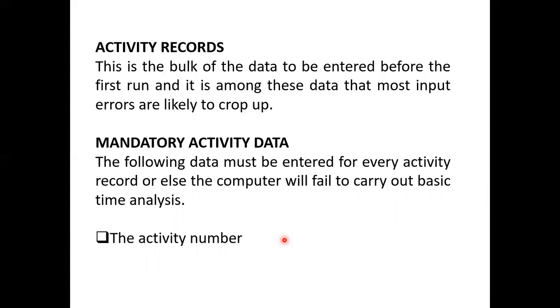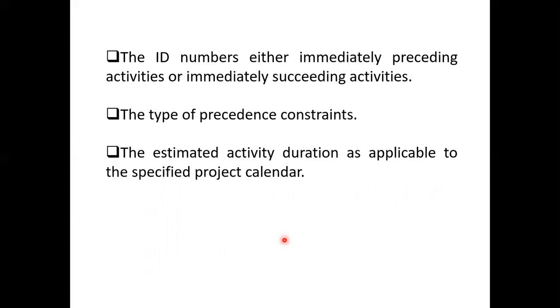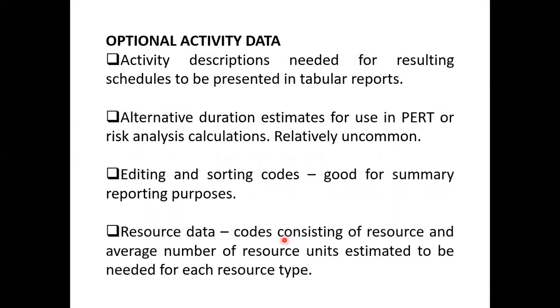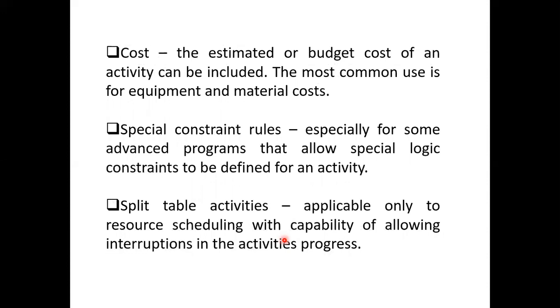So just like resource data, the mandatory data includes things like activity numbers, the IDs, the types of precedence, and the estimated activity duration as applicable to the specified project calendar. And then the optional data, which can sometimes be ignored, involves the description of the activity, which you can skip, or if you want, you can enter it so that you can have a comprehensive work schedule. And then alternative durations, which you can also skip, editing, sorting codes, and the like. All these come under optional activity data.